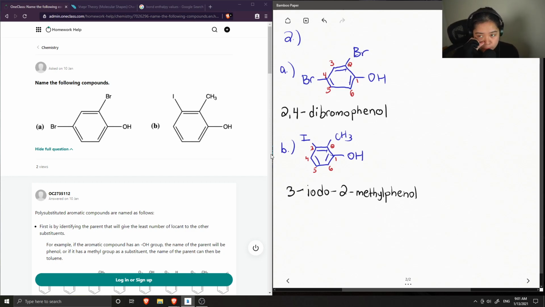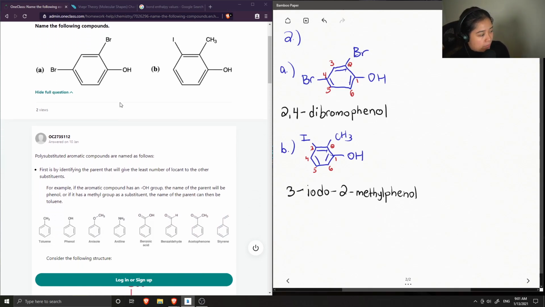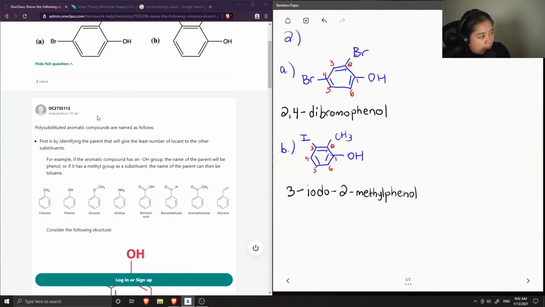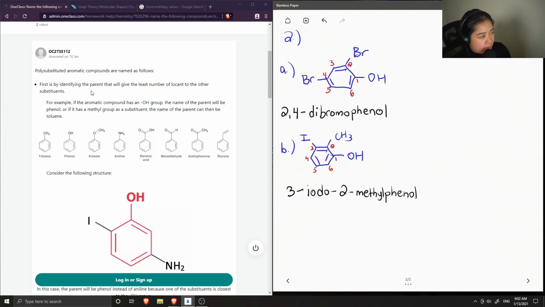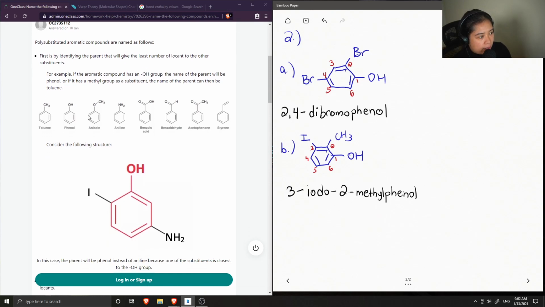Okay, so let's see what the junior tutor said. Polysubstituted aromatic compounds are named as follows. First is by identifying the parent that will give the least number of locants to the other substituents. For example, if the aromatic compound has an OH group, the name of the parent will be phenol, or if it has a methyl group as a substituent, the name of the parent can then be toluene. Okay, so that's why our parent was named phenol.